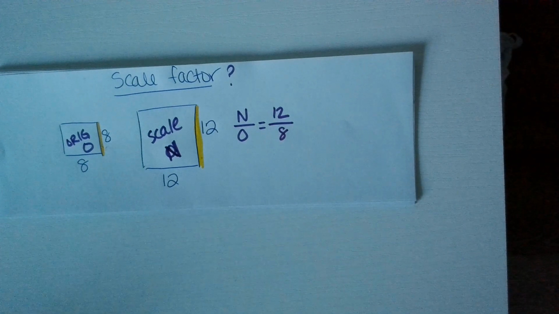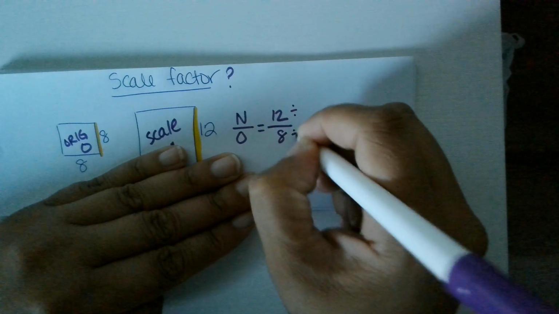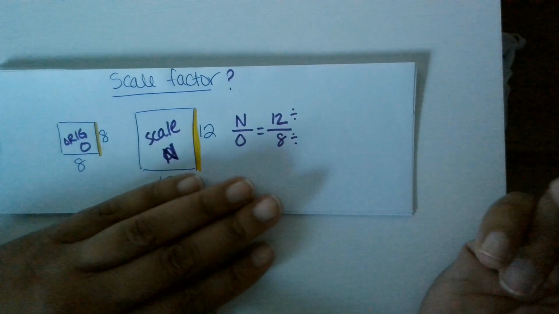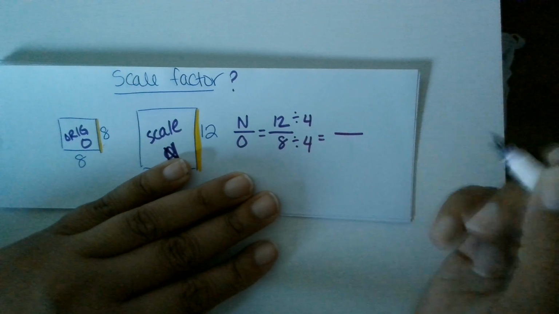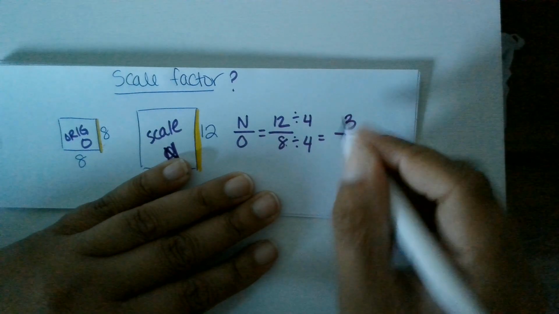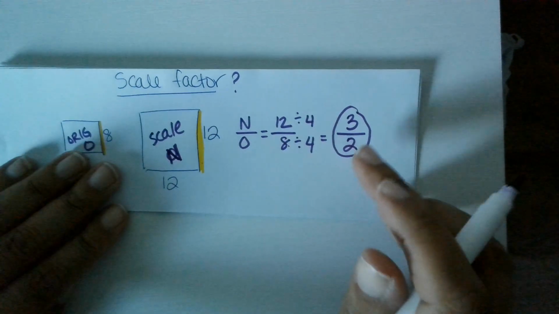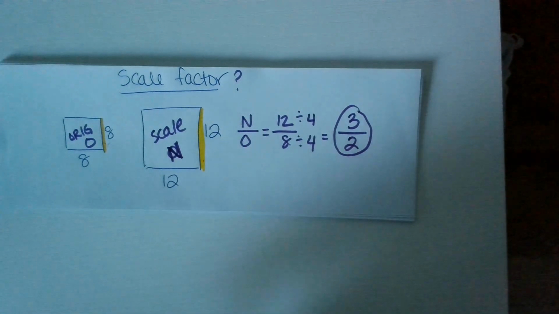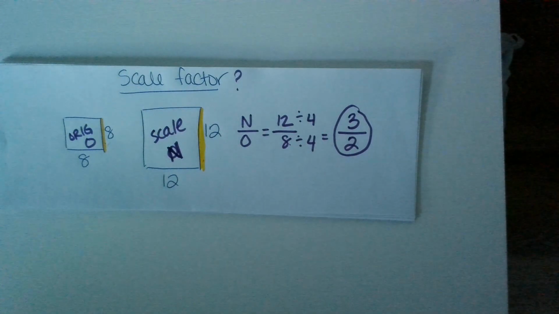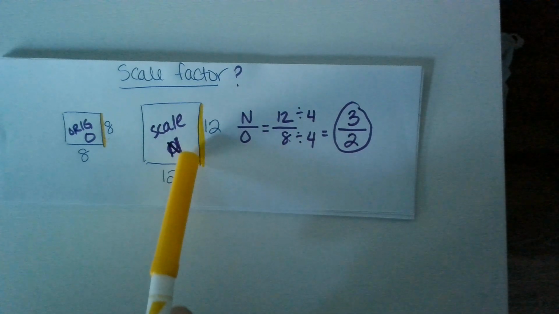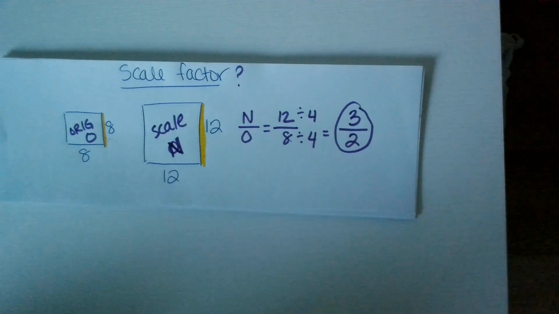Typically, I want this reduced. So if I'm taking 12 and 8, you need to simplify by dividing both top and bottom by 4. 12 divided by 4 is 3, and 8 divided by 4 is 2. Notice that this value is 1.5. It is bigger than 1. So when your scale factor is greater than 1, your scale copy figure is bigger than your original. And we can see it here.